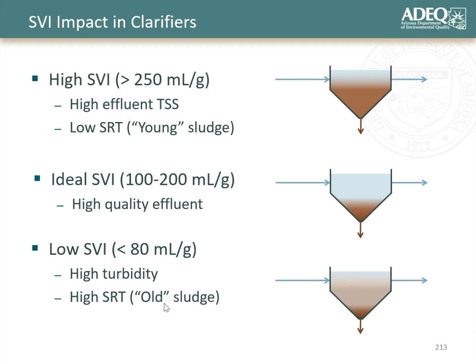An ideal SVI is between 100 to 200 milliliters per gram. That would typically give you high effluent quality. If you have a very low SVI, that suggests we're talking about less than 80 milliliters per gram. That is typically associated with a high turbidity, really, is what you're having, and typically associated with an older sludge in this situation.